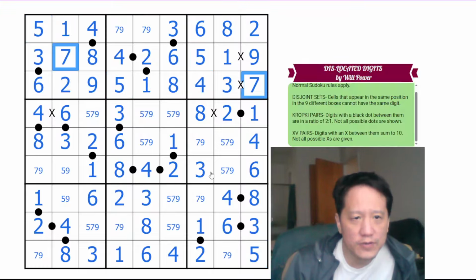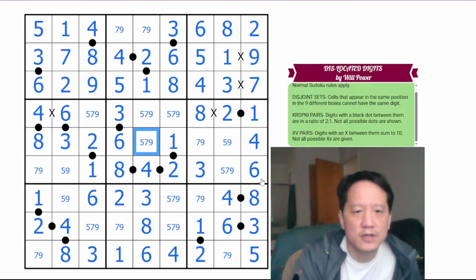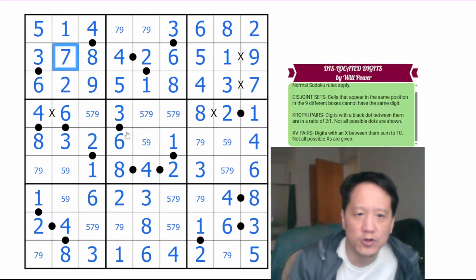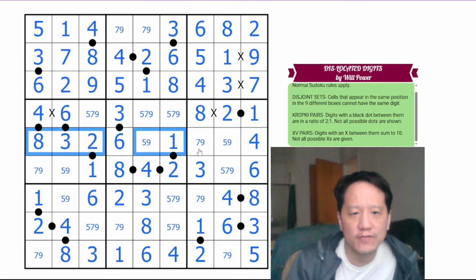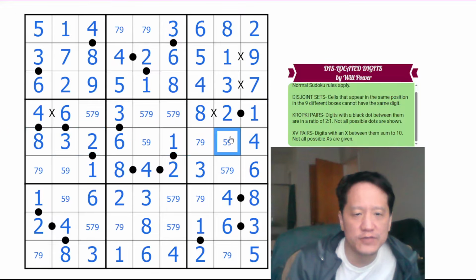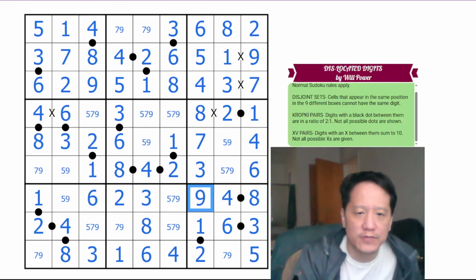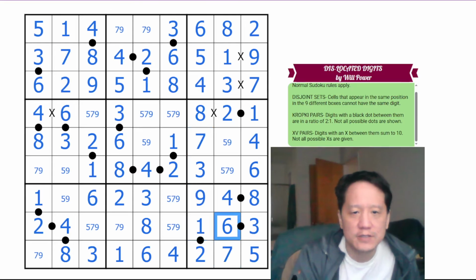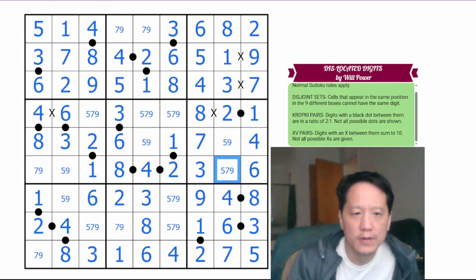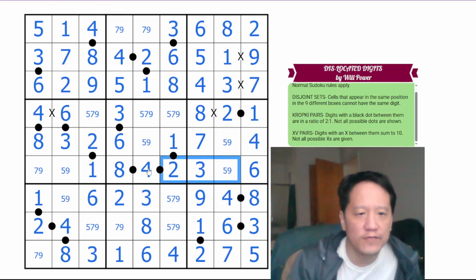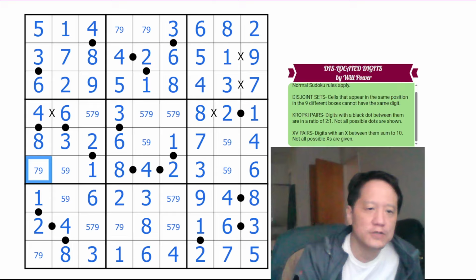What about 7s? 7 cannot be in the middle box because we have a 7 now in the middle box there. So we have a 5-9 pair in row 5 now, which eliminates 5 and 9 in the rest of the row. This can't be 9. This is 7, which makes that not 7, so it's 9, which makes this not 9, so that's 7. That eliminates 7 here. We have a 5-9 pair in row 6, which eliminates 5 and 9 in the rest of that row. So this can't be 9.